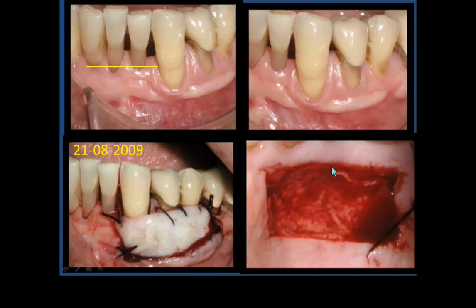An epithelial free gingival graft was dissected from the palate and sutured at the papillae of the lower left canine and bicuspid, which is considered the most coronal position of the graft to cover the root surfaces.